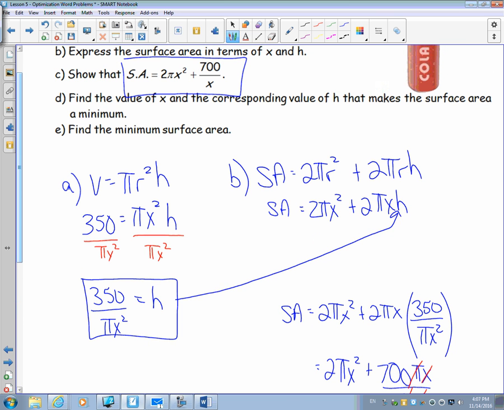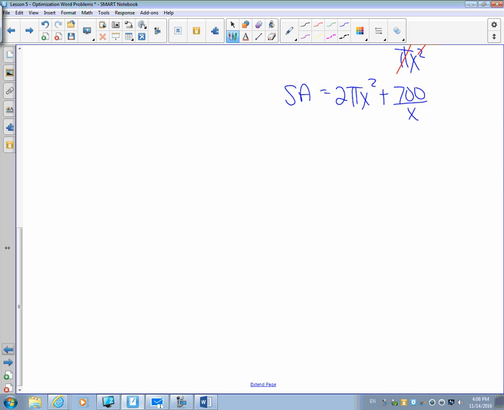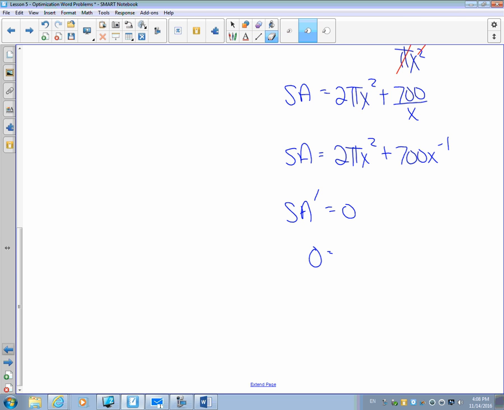Part D, find the value of x and the corresponding value of h to make the surface area a minimum. Hey, there's my optimal situation. Let's minimize, which means take our derivative equal to 0. Before we do that though, we should make our equation easier to work with. Bring that exponent up, and then we can take our derivative and set it equal to 0. At this point, it basically becomes the same question we had before with the rectangular prism, just with more complicated numbers because we have pi's in there.